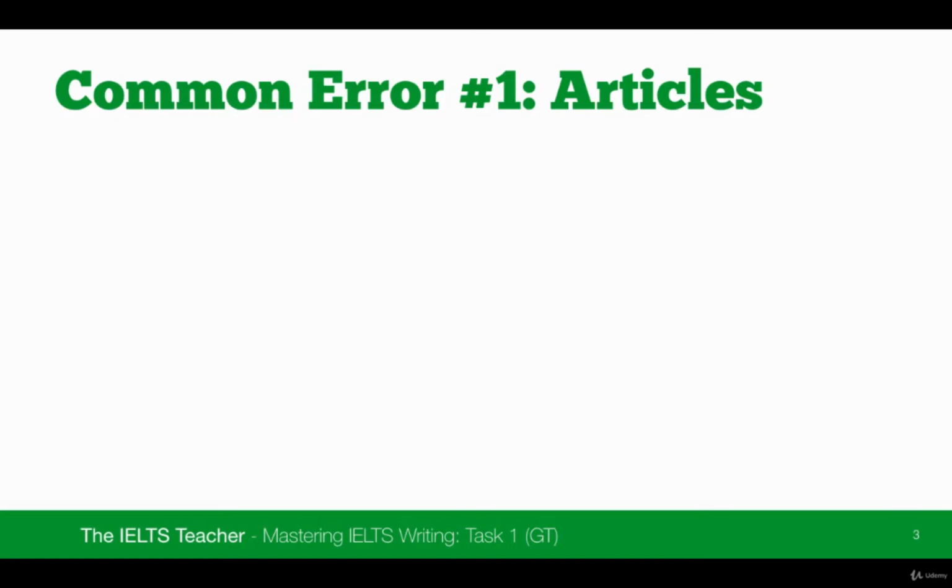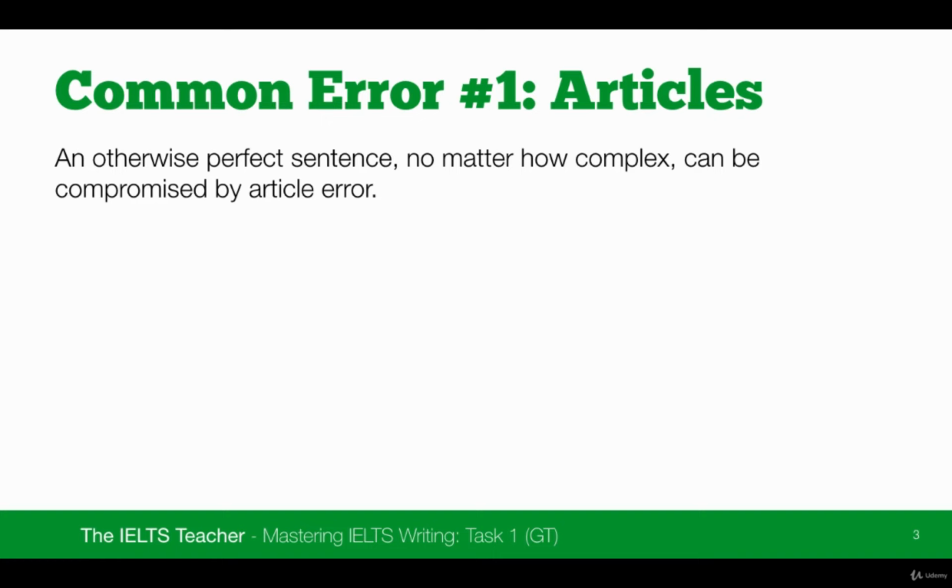Let's get started by looking at the first common grammar error, which is article usage. The, a, an, and the zero article as well. Now have a look at this sentence here. An otherwise perfect sentence, no matter how complex, can be compromised by article error. Now, it's a perfect example. This is not error-free, almost error-free, but not error-free for the reason that it's missing an indefinite article, an. And this is a very, very common type of error that appears in essays and in letters.